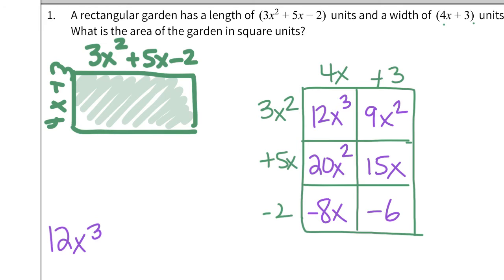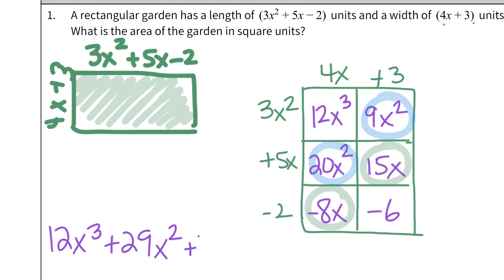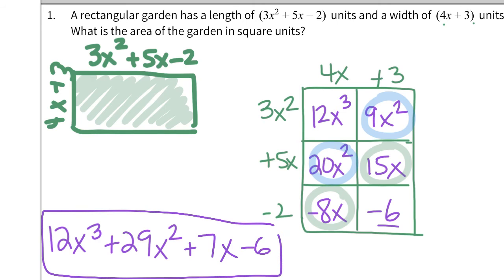But then I have 2 terms that have x to the 2nd power. So we're going to add those up, and that gives me positive 29x to the 2nd. And then if you keep going, I have 2 terms that have just plain x, so we're going to add those up. Negative 8 plus 15 is positive 7. And then last, I have that constant term, so we're going to write it at the end. So this would be the area of that rectangular garden in square units.